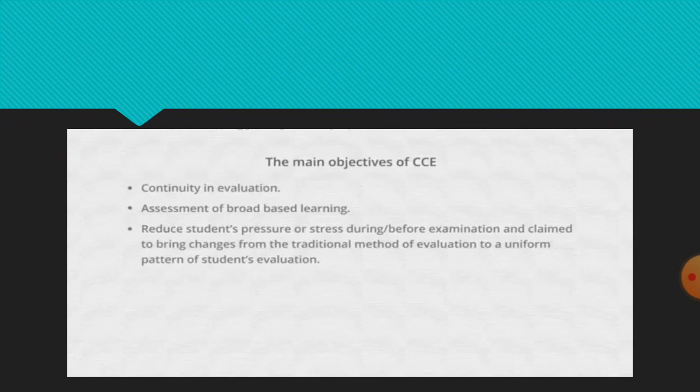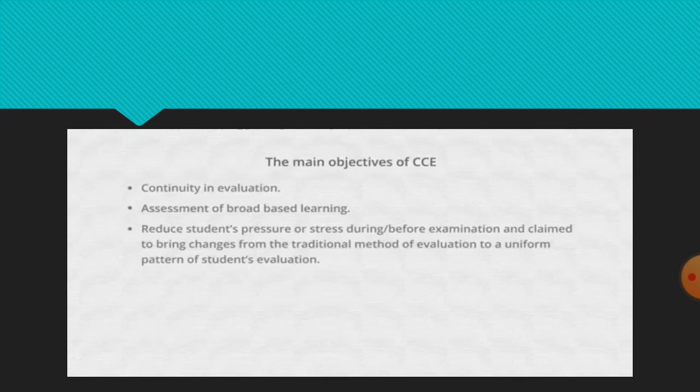So what are the main objectives of CCE? First one is continuity in evaluation and assessment of broad based learning. Reduce students' pressure or stress before examination, and bring changes from the traditional method of evaluation to a uniform pattern of student evaluation. These are the main features, main objectives of CCE, we can say.